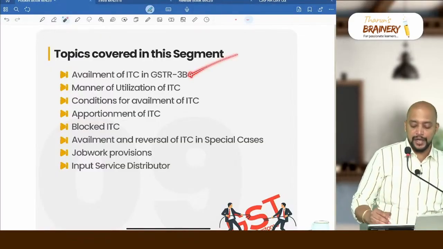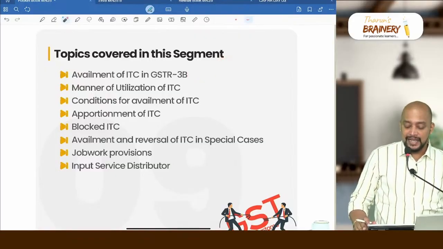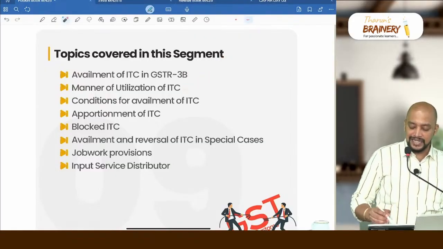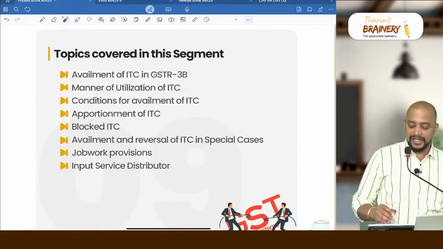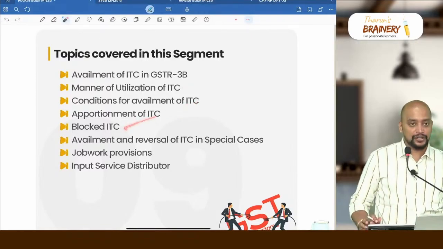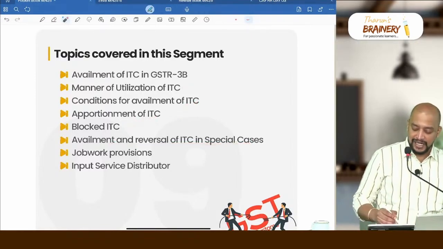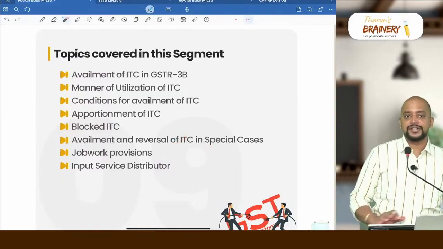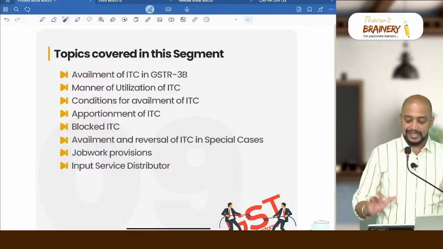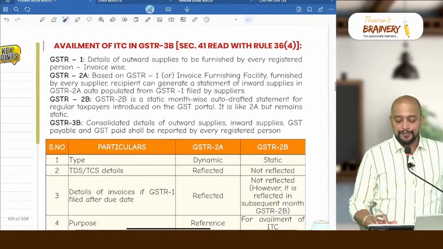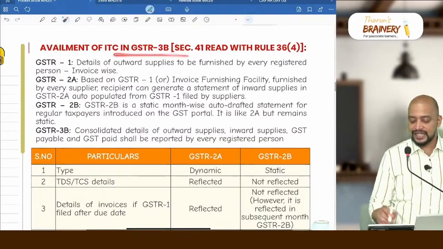First we need to talk about availment of ITC, and then utilization of ITC, condition for availment of ITC, apportionment of credit, blocked credit, then availment of ITC and reversal of ITC in special cases, job work provisions and input service distributor. These are the areas. First look into availment of ITC in GSTR 3B.